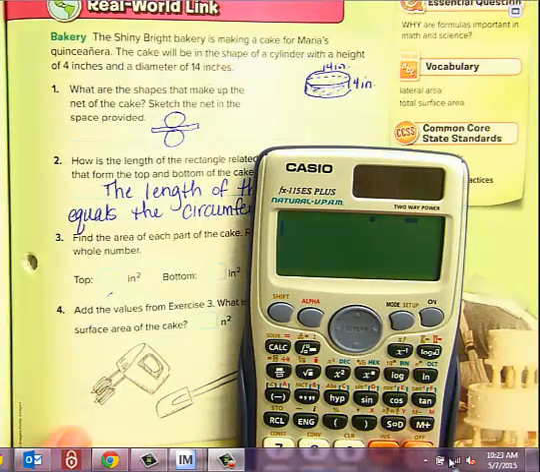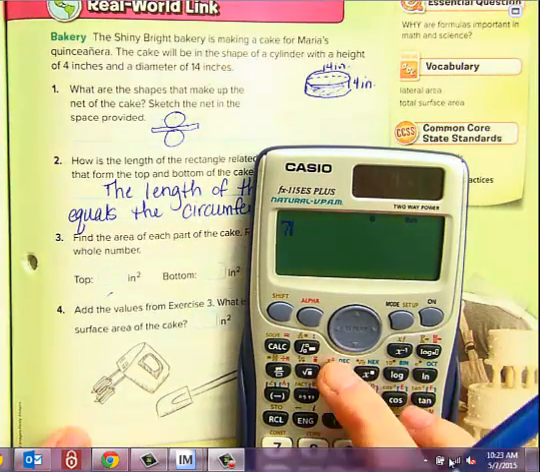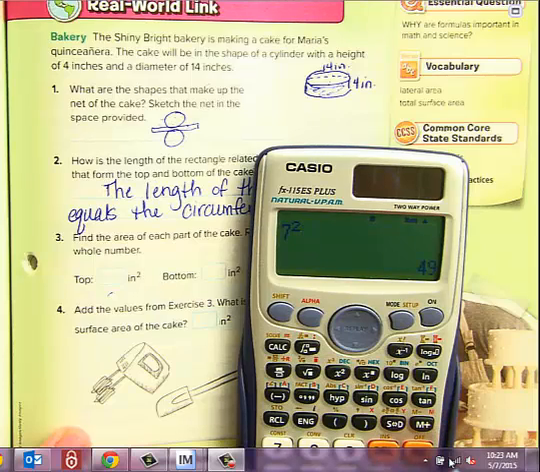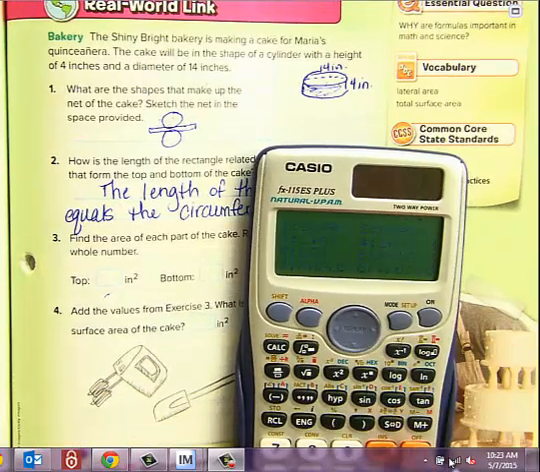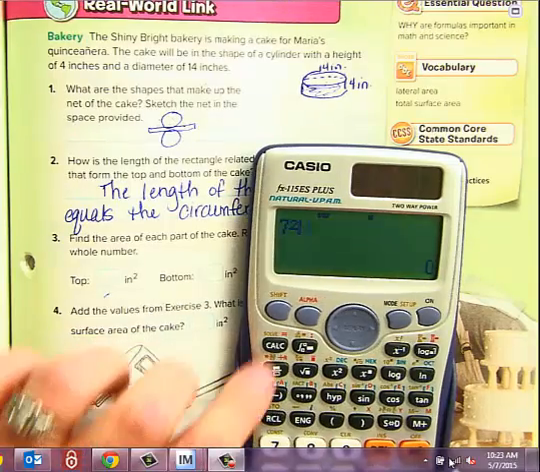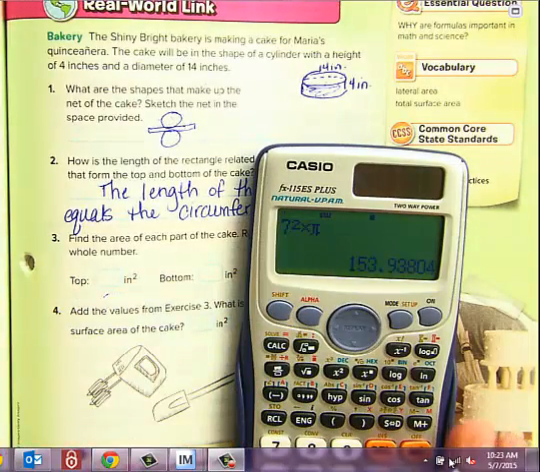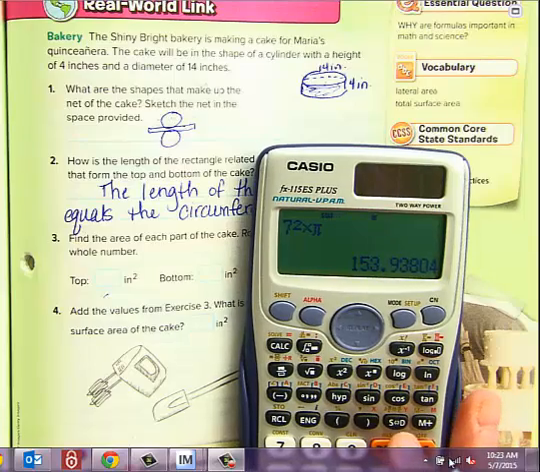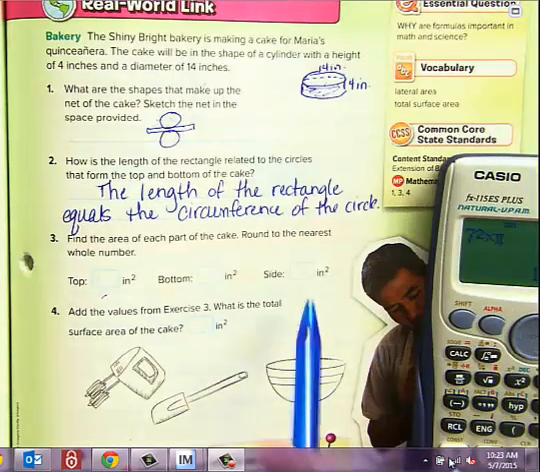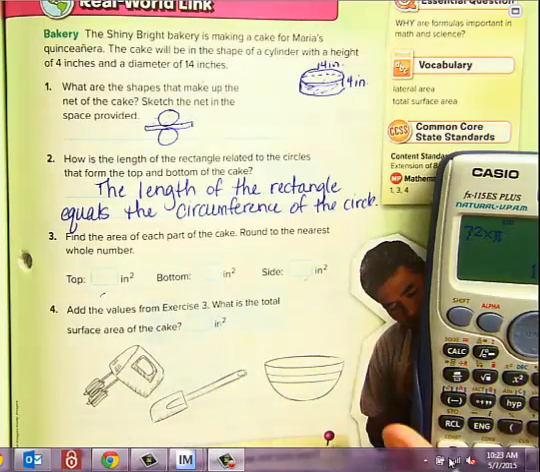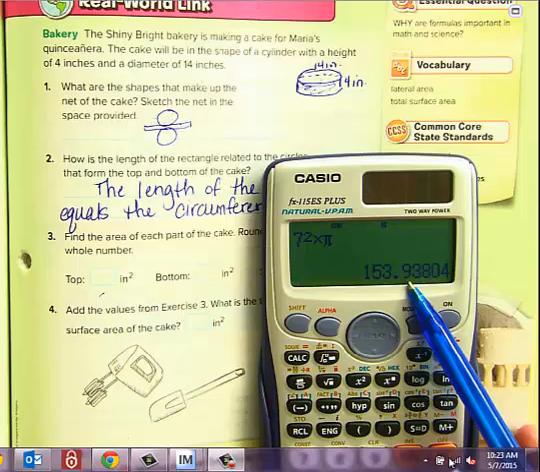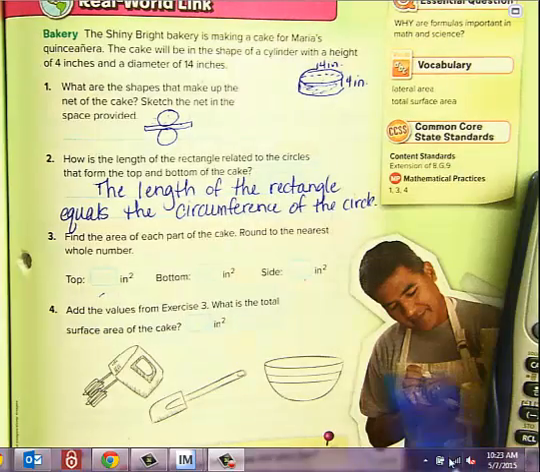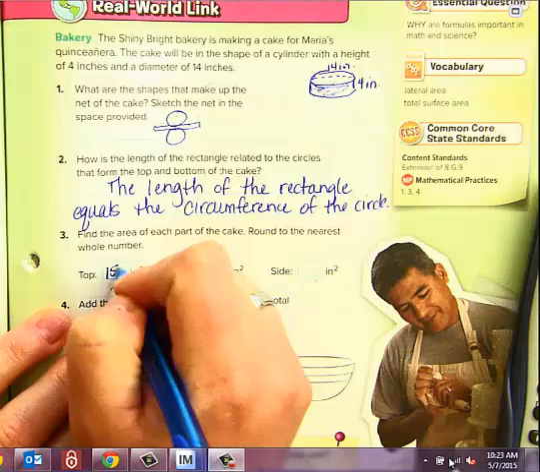14 divided by 2 is 7. Square that times pi. And remember, we're using the pi button because we're big boys and girls. And you get 49 times pi. Mine's in the wrong mode. Sorry about that. 7 squared times pi is 153.9. And it says round to the nearest whole number. So is 153.9 closer to 153 or 154? Hopefully you know that it's close to 154.